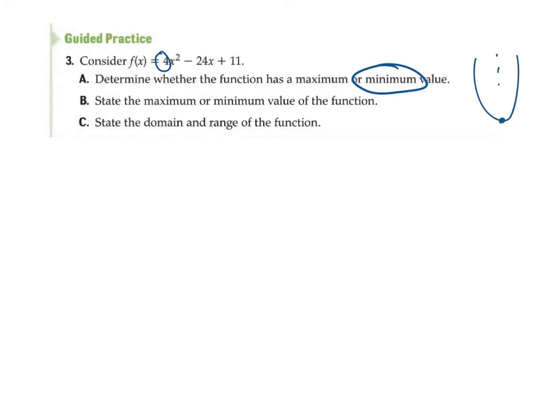The minimum value again will be at the line of axis of symmetry. So I use x equals negative b over 2a. Negative and negative cancel out. This is equal to 24 over 8, which is equal to 3.